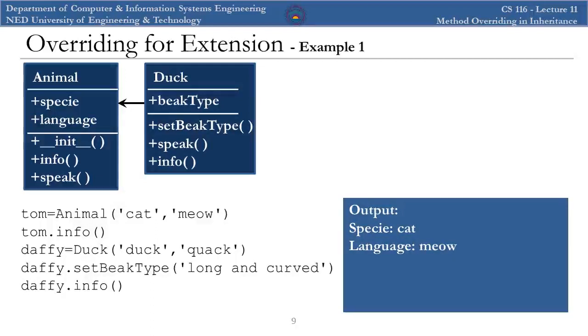Now this info, since it has been invoked on an object of Duck type, it will execute the info method from this Duck class. And in that, we are calling the parent's info method for partial printing, and the beak type will be printed by this Duck's info method itself. So it should print all 3 lines, and here it is.